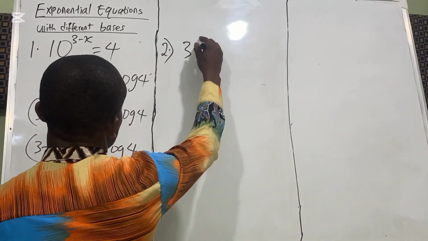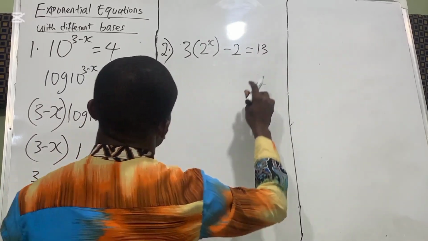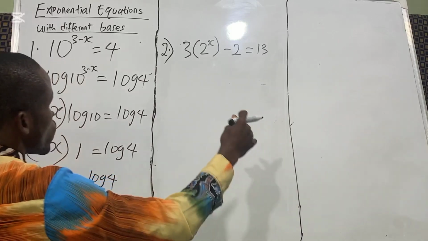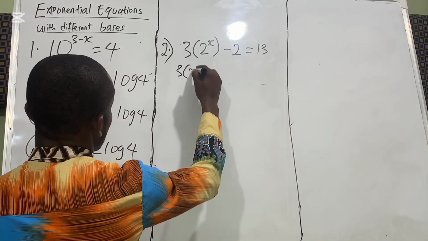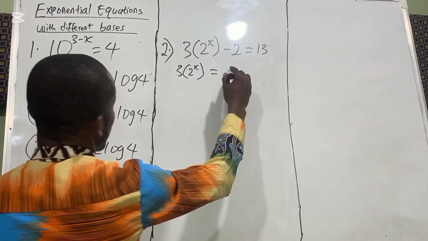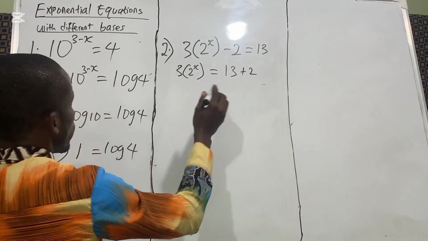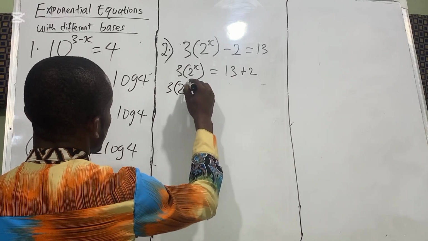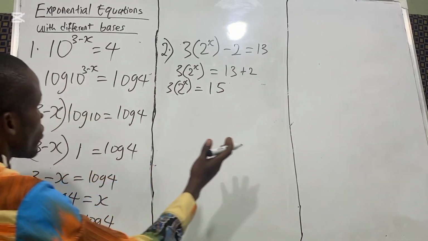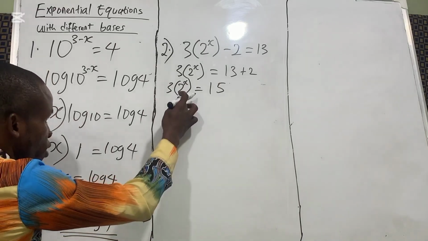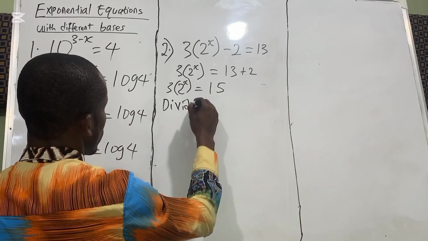Second question: 3 times 2 to the power of x, minus 2, equals 13. To solve this question, the first thing to do is to take the negative 2 to the right hand side. That becomes 3 times 2 to the power of x equals 13 plus 2, which is 15. Next step is to divide both sides by the coefficient of 2 to the power of x, which is 3.